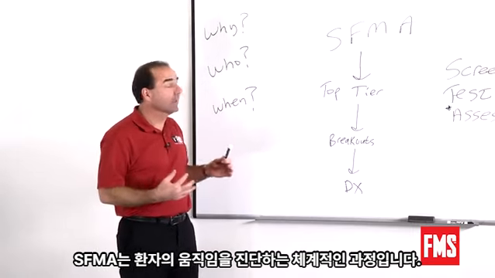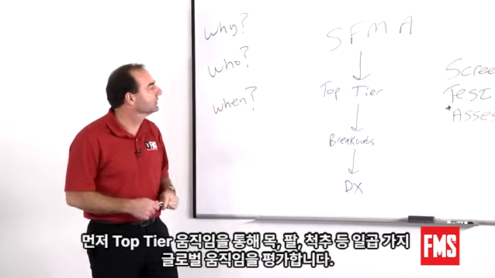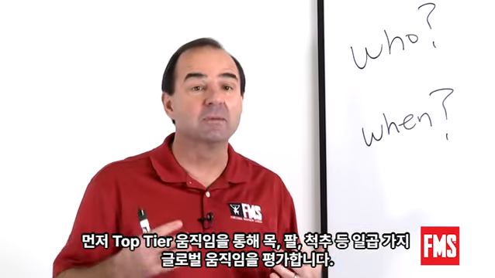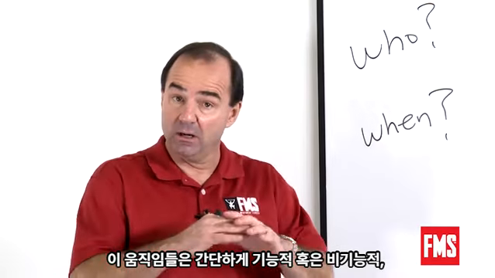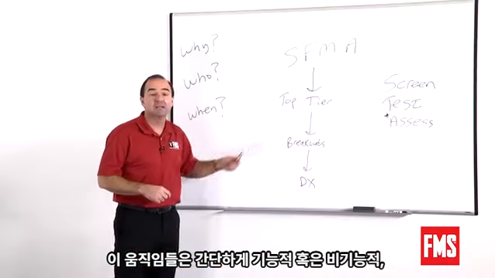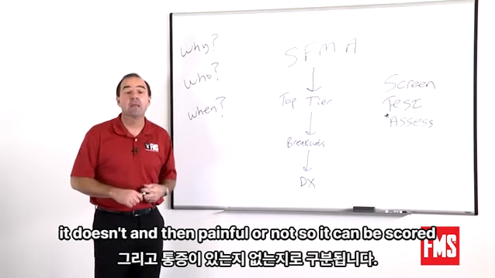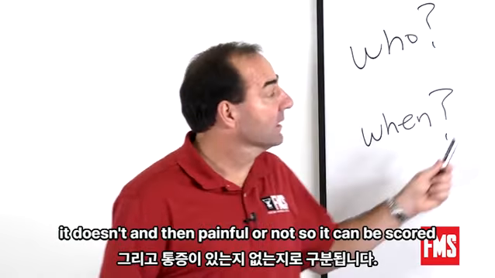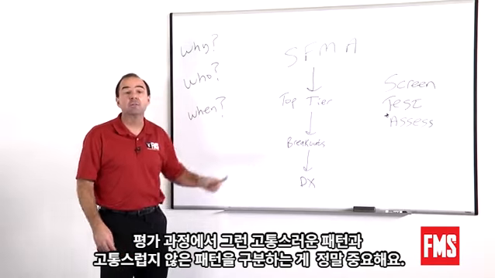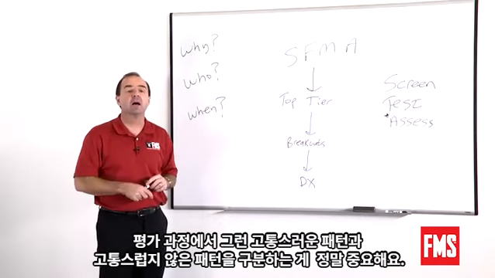So the SFMA involves a very structured process to get to the patient's movement diagnoses. First, we start with our top tier movements. We're going to look at 7 global movements: neck, arms, spine. We're going to score them in a very simple way, as either functional, meaning it meets the goal that we want, or dysfunctional, it doesn't, and then painful or not. So it can be scored in 4 categories: dysfunctional, functional, painful, non-painful. Extremely important when we're dealing in the assessment world to partition out those painful patterns from non-painful patterns.